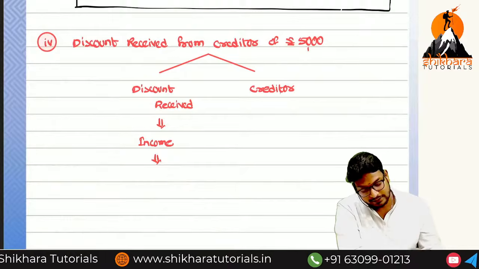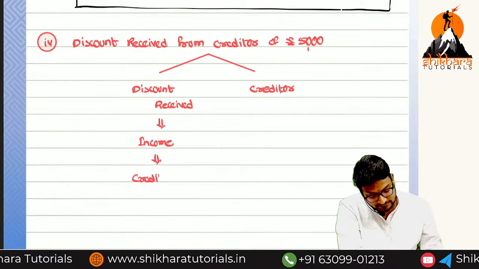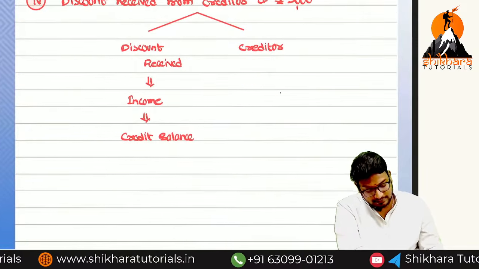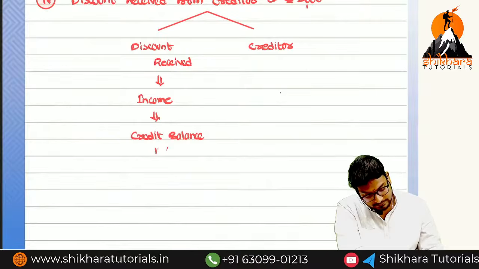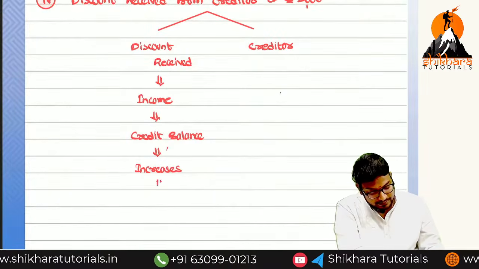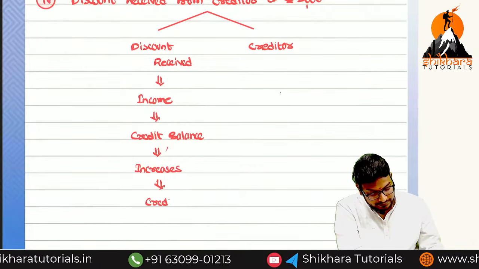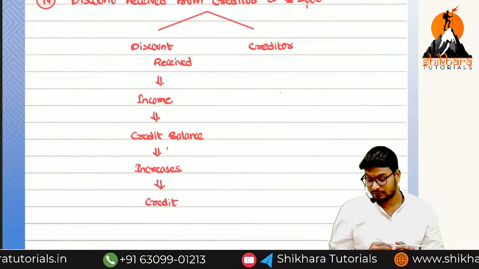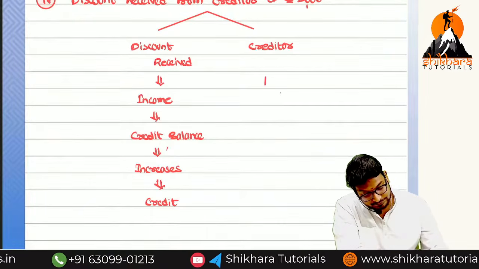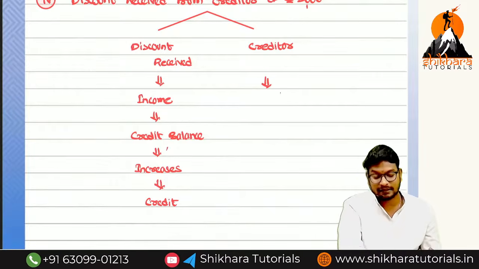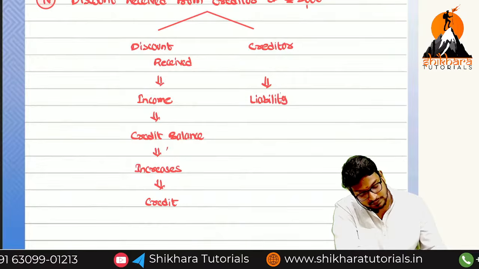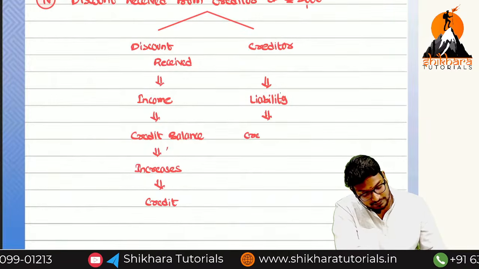Sorry guys. Income will have which balance? Credit balance. Always incomes increase. If the credit balance increases, what do we need to do? Credit. So next one, creditor. Who is the creditor? Asset or liability? Liability. So liability will have which balance? Credit balance once again.